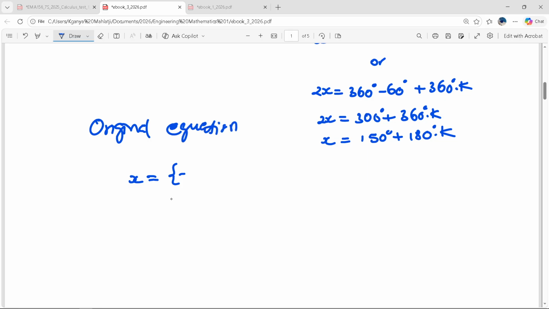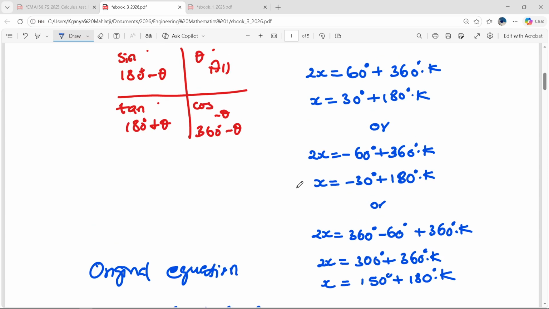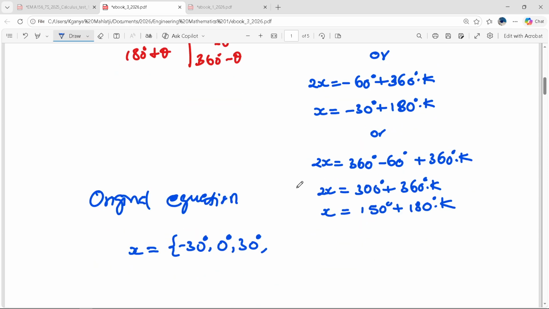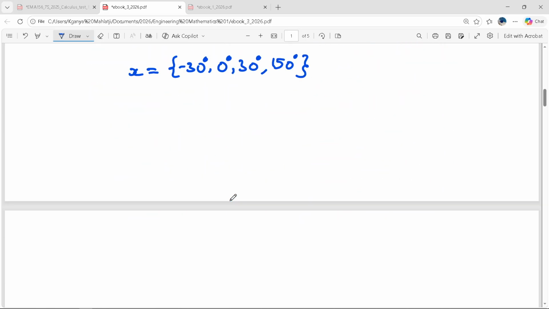Double check your solutions with the original equations. Then here you'll have minus 30, you'll have 0 degrees, you'll have 30 degrees, you'll have 150. You can always double check these solutions. I think we are done with this question.